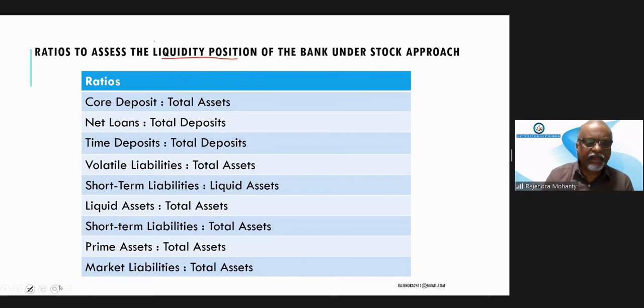Can anybody tell it? Core deposit to total asset, higher. Okay, you are telling a higher ratio is good. Why is a higher ratio good? We will have sufficient deposit to back the asset. Sufficient deposit will be there for 5 days.